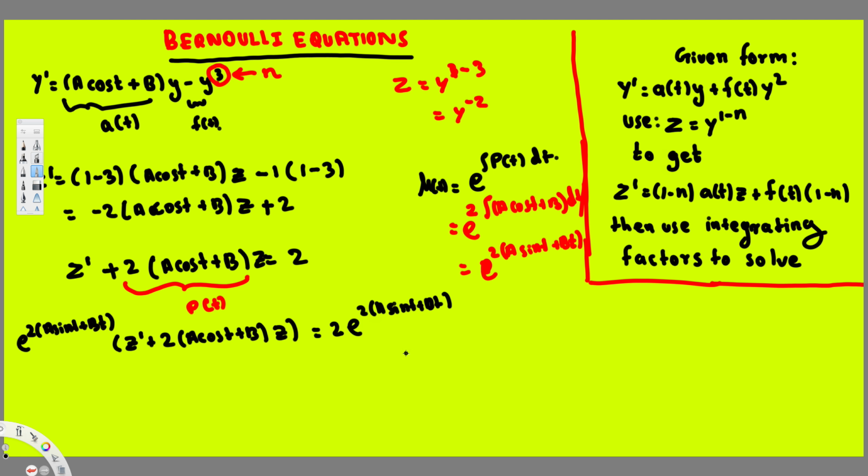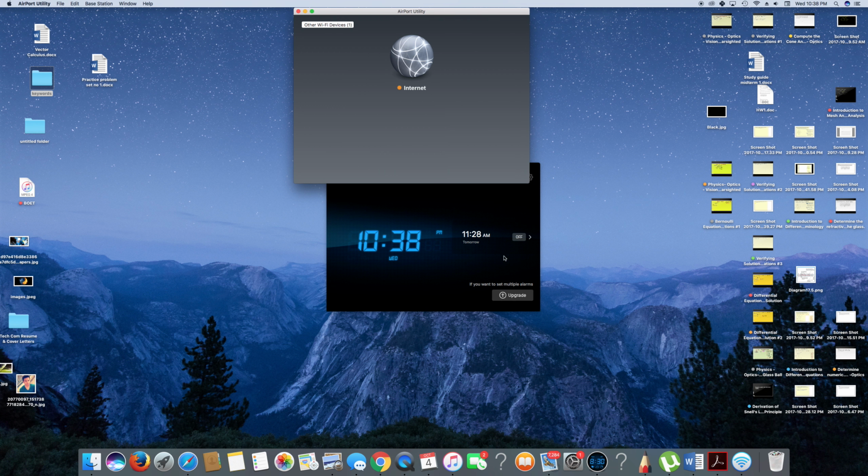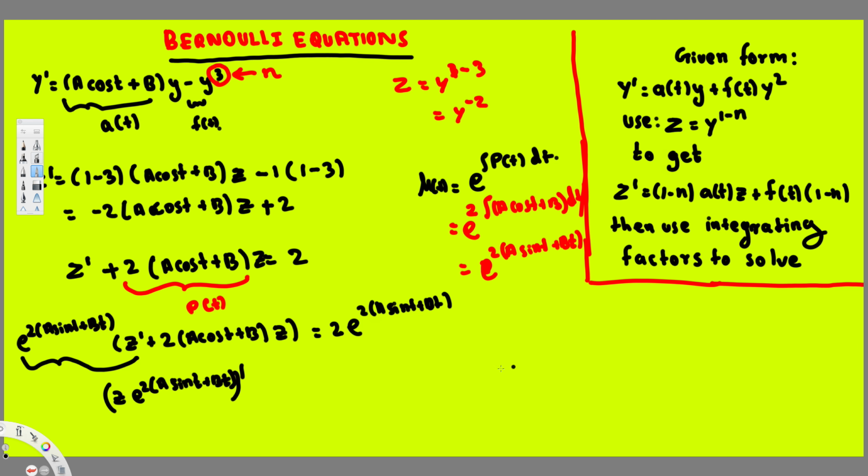Now after we find this one, the magic thing is the first term. If you write this like z e power 2a sin t plus bt, and if you find the derivative of this one, that will give you this one back. So that's the key thing to notice here. That's the reason we are taking the integrating factor. In that way, it is easy to write this, right? So if this is equal to this one, we can equate this one to this one.